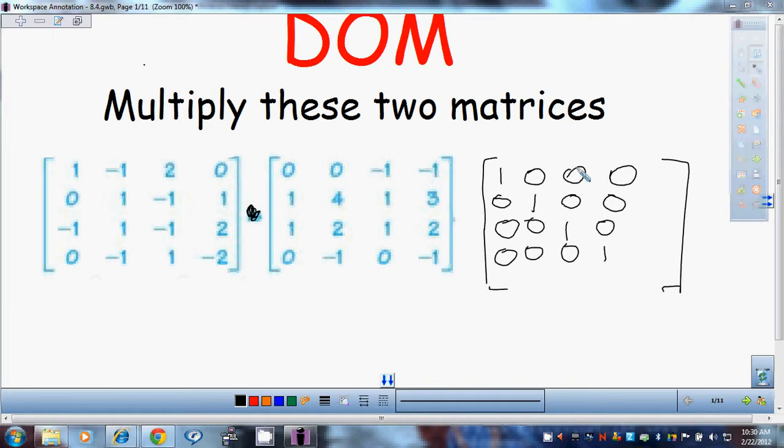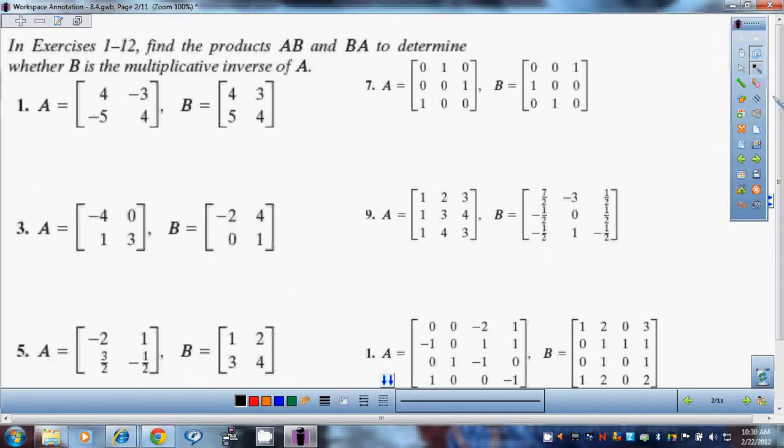Here we go. First slide. Find the products. Okay, all you have to do on this slide is a bunch of multiplication. That's why we started with it. You multiply. If you get the identity, then they're inverses. It just says find the products to determine whether they're the inverses of one another. One thing is you should get the identity in both directions. If you don't, then they're not inverses.